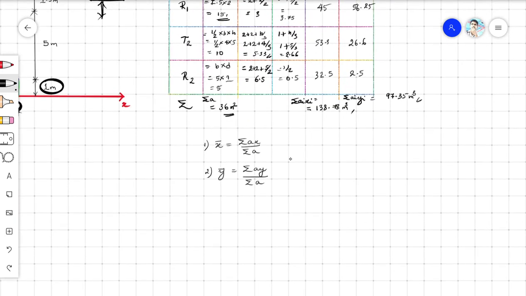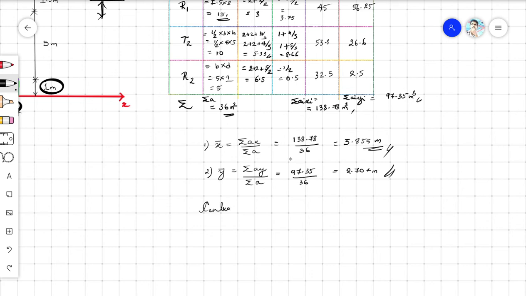Moment of area is in meter cube. So let me put the same values: 138.78 divided by 36, and over here 97.35 divided by 36. This gives me a value of 3.855 meter, and this gives me a value of 2.704 meter. This is your final answer.